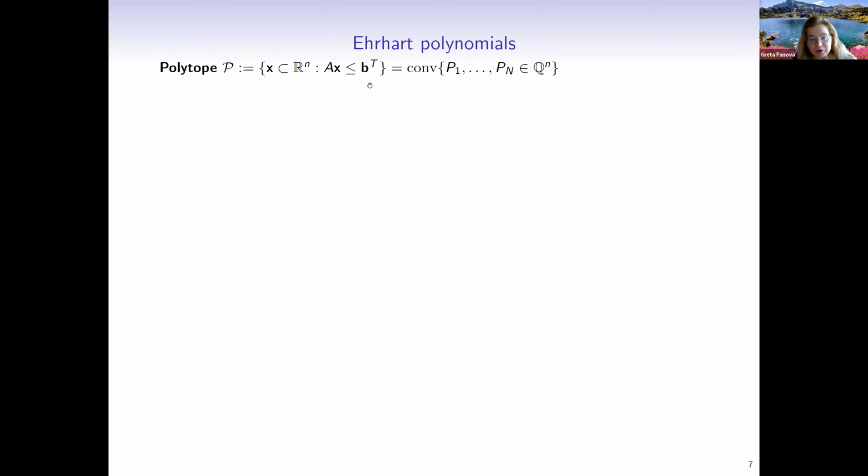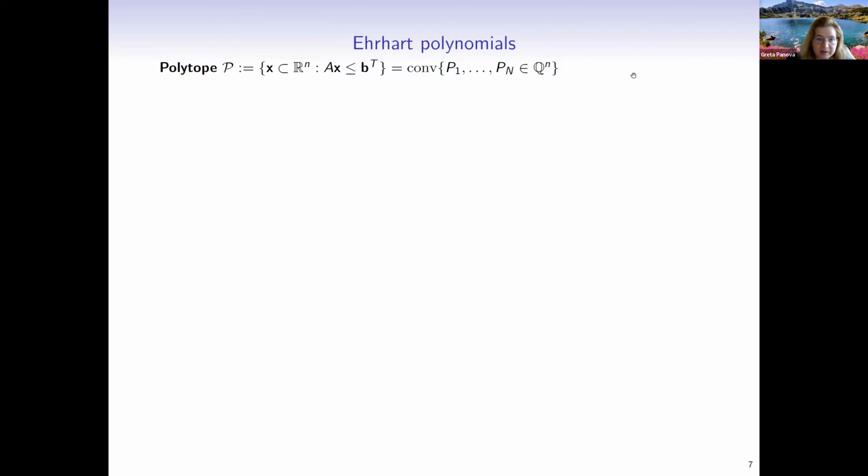So take a polytope. For what we do, our polytopes will have rational vertices. You can define your polytope whichever way you want. It can be the solution to a bunch of linear inequalities or a convex hull of points in Q to the n. The only restriction is that it needs to be bounded.